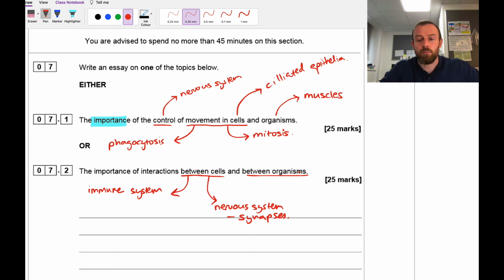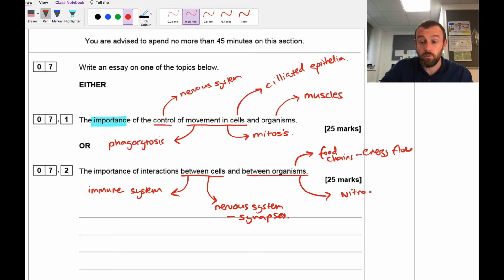There's also loads of stuff about between organisms. We can talk about food chains and energy flow. That's an interaction. Eating. We could talk about nitrogen cycle if you wanted to.